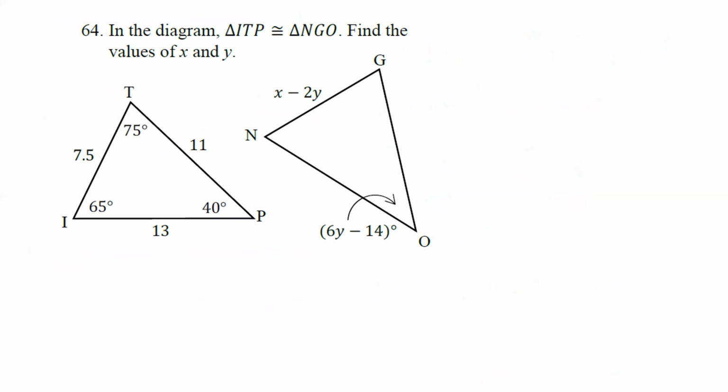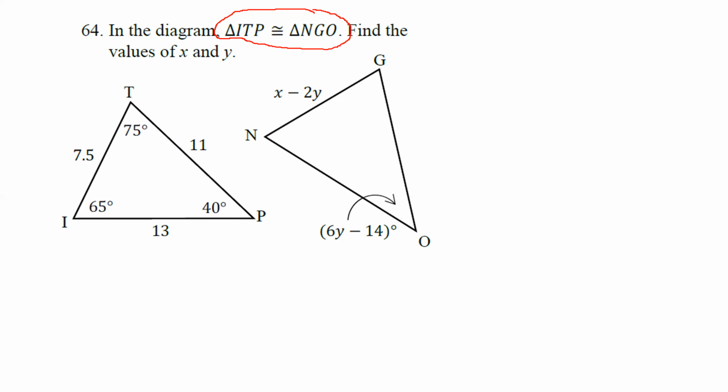The last problem we're doing today is 64. On 64, in the diagram, triangle ITP is congruent to triangle NGO. Find the values of x and y. The statement they gave us at the top is what tells us how they're congruent. They didn't give us any actual angle measures or side lengths on the other figure, so in order to know how they match up, I have to use that statement.